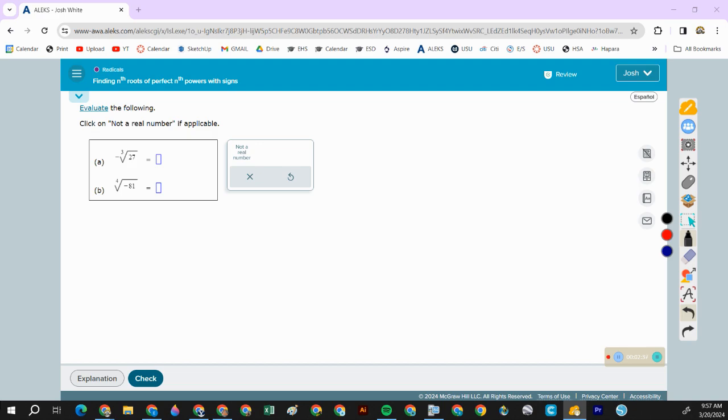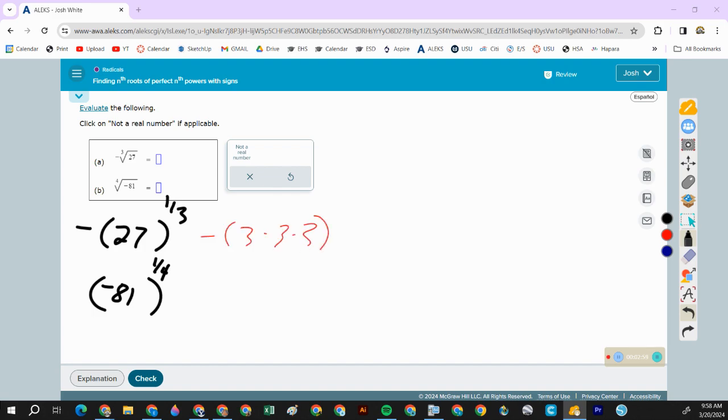So this is negative 27 to the 1/3 or negative 81 to the 1/4. And the placement of the negative is important here. A negative on the outside is just asking, what is the opposite of 3 times 3 times 3, right? I want 3 of them, where I only take 1. So the answer is just negative 3.